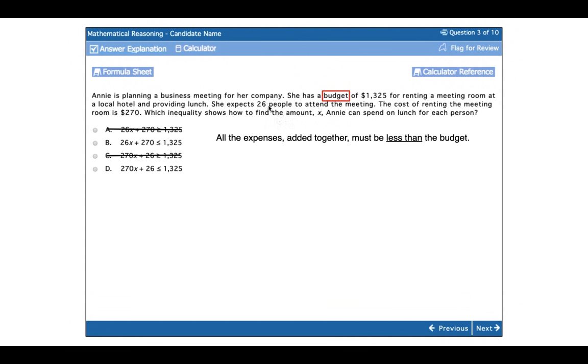But in terms of how many people show up to spend on lunch, if there's 5 people and she can spend $10, that's going to be a lot less than if there's 50 people and they show up and she still has to spend that $10. So this, to me, 26 people is going to matter. The X there is going to influence that 26. It's not going to influence that 270. So that makes sense to me. She expects 26 people to show up. She spends X dollars on it. She adds $270, the cost of the room, and all that together has to be less than $1,325. All right, there's your answer.